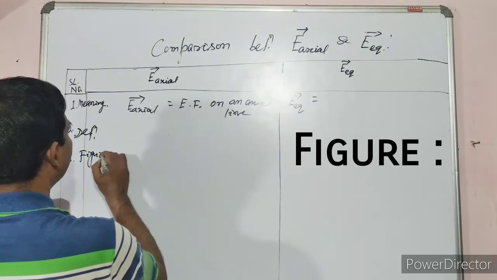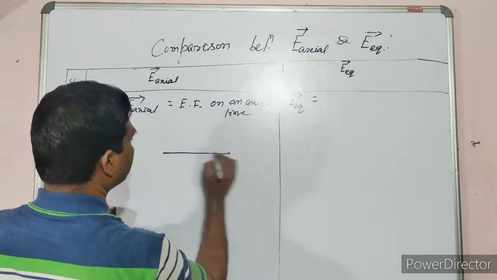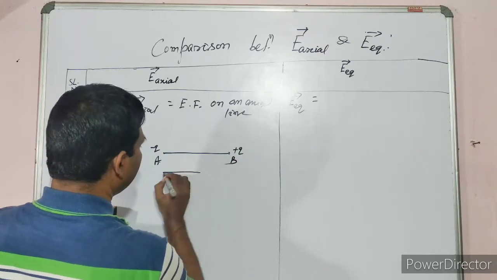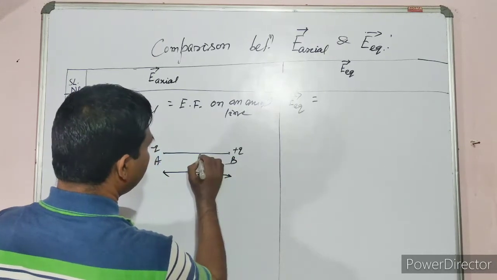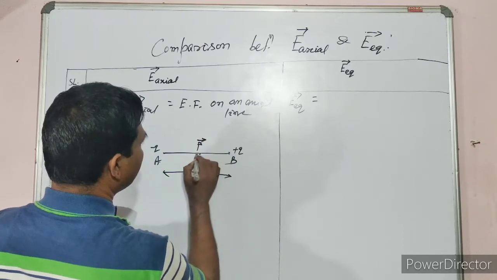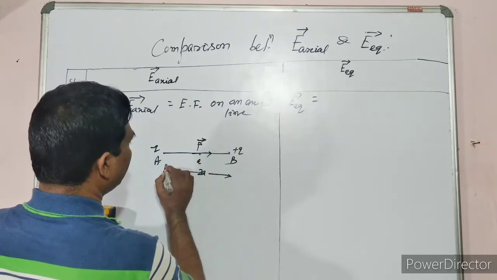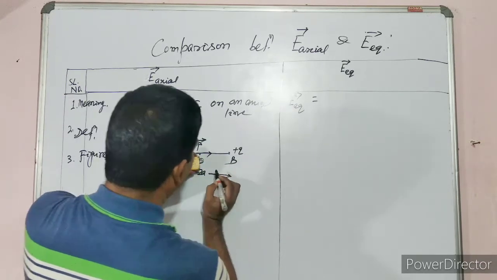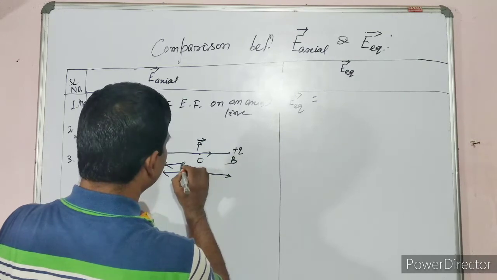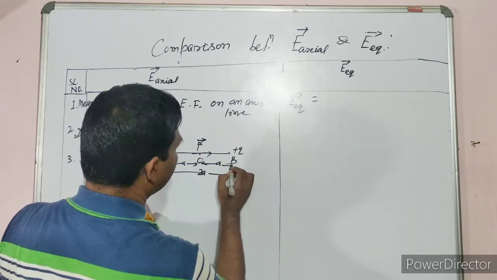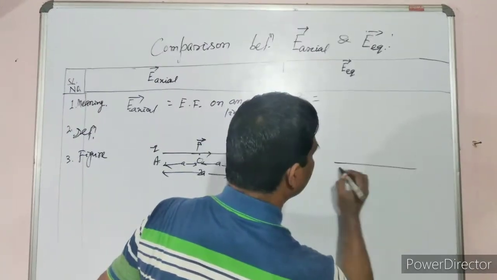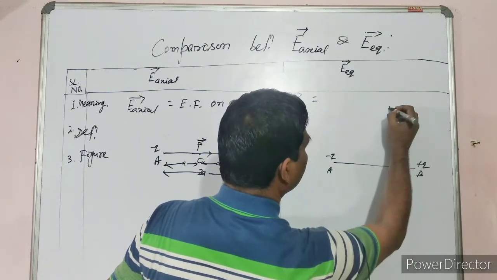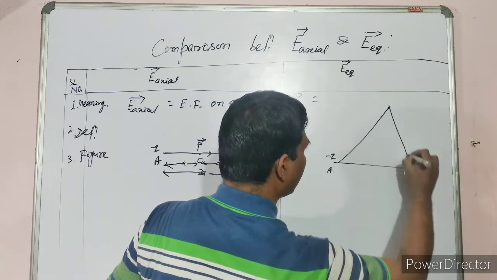From the figure, this is the charge minus Q at point A, plus Q at point B, distance of separation 2a, midpoint O, electric dipole moment, direction you show this one. Suppose it is O, up to this one it is a. Here what you have observed, minus Q, A, B, plus Q, you have already drawn this one.